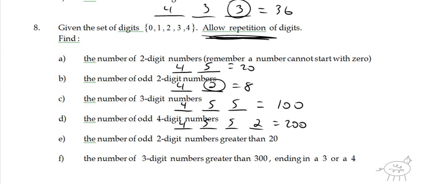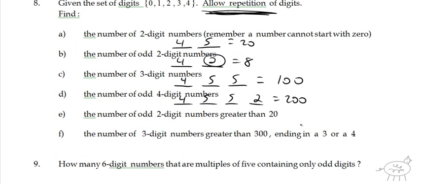The number of odd 2-digit numbers greater than 20. Well, first of all, it's odd, so it's got like 2 restrictions here. If it's odd, it can be 1 or 3, so that means 2 possibilities. And if it's greater than 20, it's got to either be 2, 3, or 4, right? 21, 31, 41. So 2, 3, or 4, so it's 3 there. And then your answer is equal to 6.